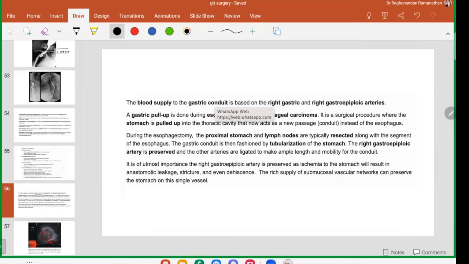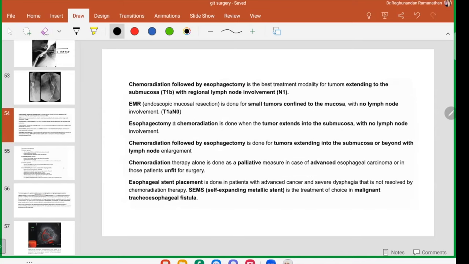The gastric conduit is then fashioned by tubularization of the stomach. The right gastroepiploic artery is preserved and the other arteries are ligated to make ample length and mobility for the conduit. It is of utmost importance that the right gastroepiploic artery is preserved, as ischemia to the stomach will result in anastomotic leak. So to prevent that, the right gastroepiploic artery is preserved. And one more thing I wanted to add is that esophagectomy is not the only treatment of choice.